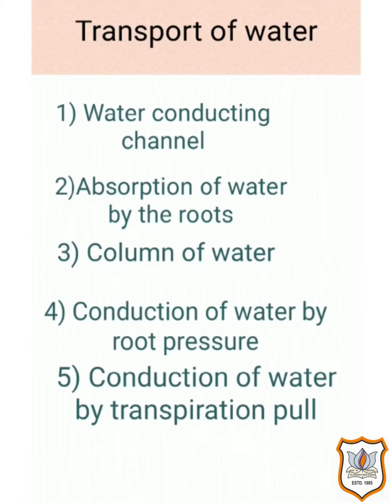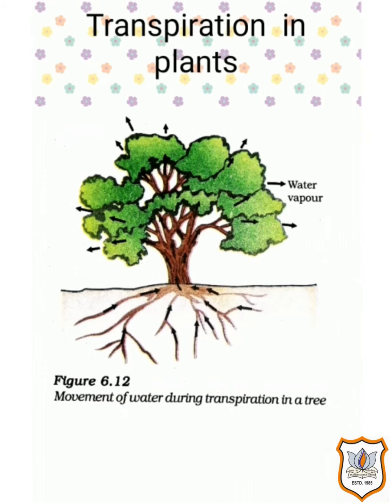The next, conduction of water by root pressure. Due to the absorption of water by root cells, a pressure is generated to push water in xylem element. This pressure is insufficient to move water over the heights of plants. So, plants use another strategy to move water in xylem upwards to the highest point of the plant body. This strategy is transpiration process. So the conduction of water by transpiration pull.